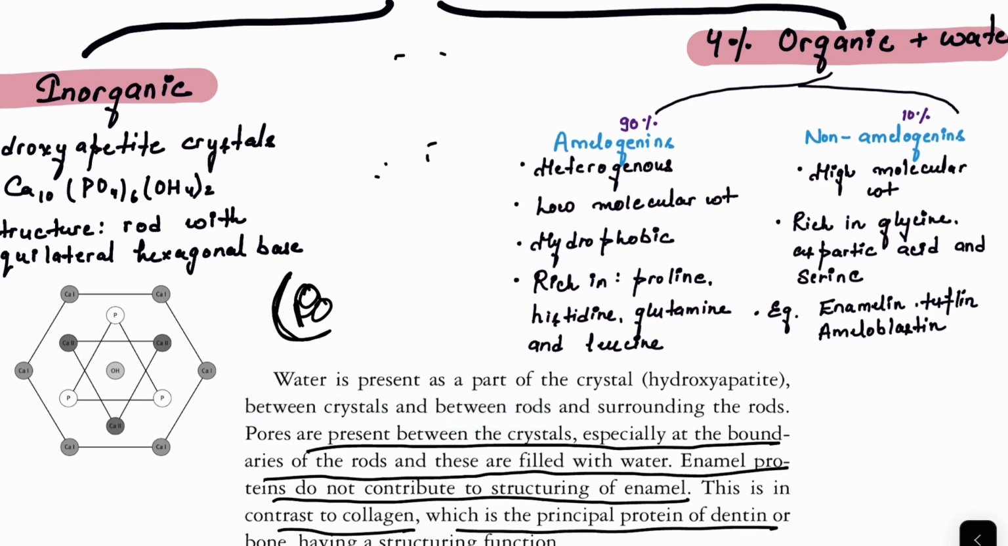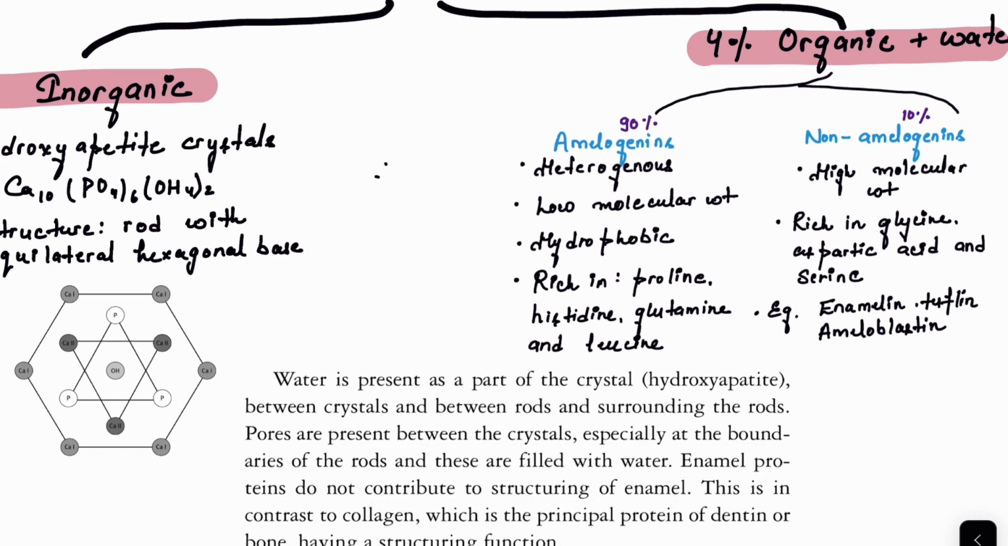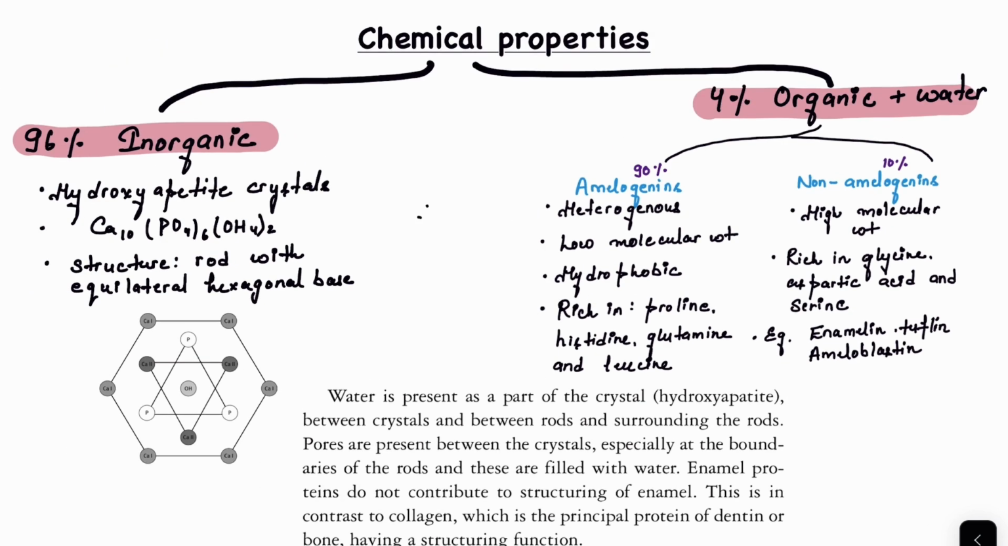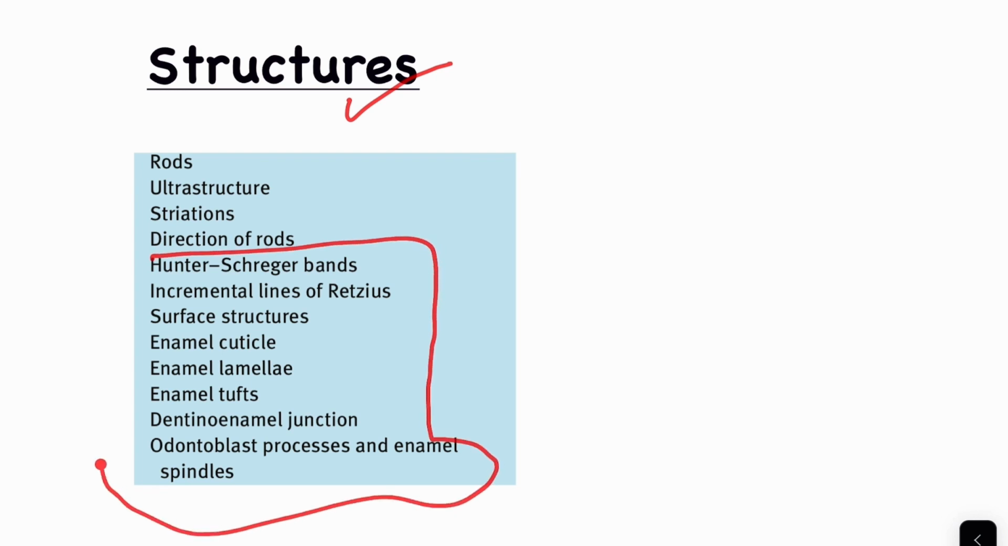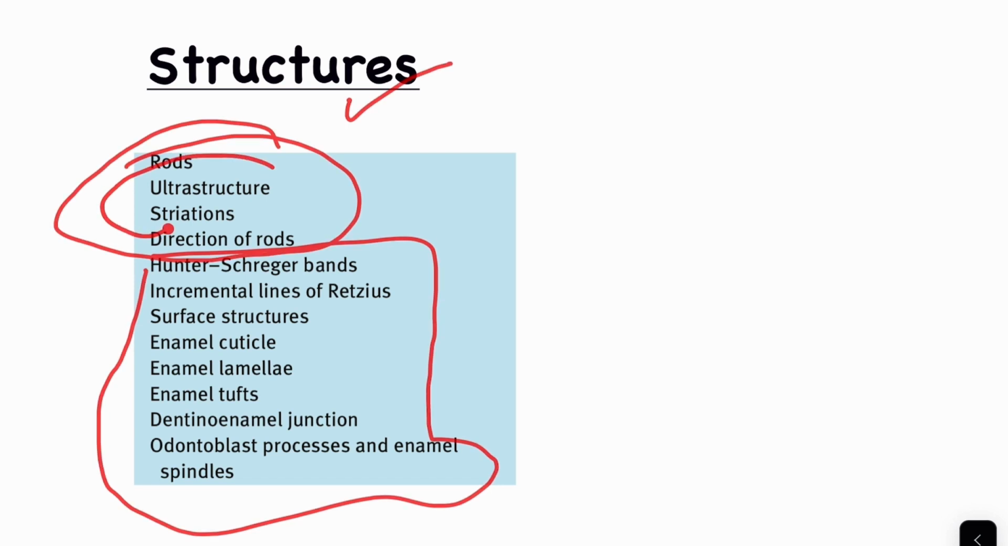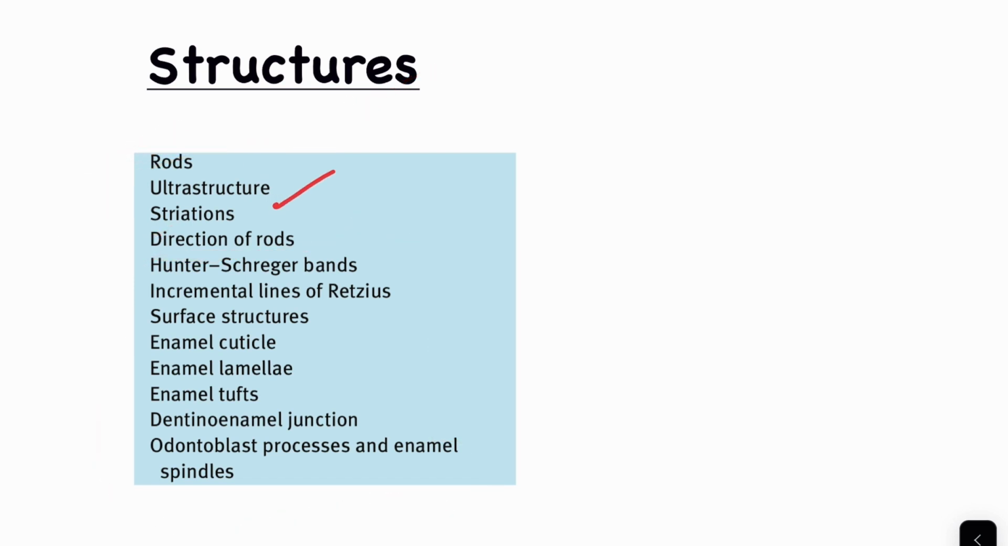So they don't have any function with the structure or strength of the enamel, whereas collagen provides strength in most of the tissues we'll study further. So there is a contrast between the proteins present in enamel and the protein which is collagen, which will be present in the dentine or pulp, or bone, sorry. Now coming to structures of enamel, I will cover all the structures of the enamel in the next video, but for now I'll just teach you the rods and the ultrastructure of enamel.